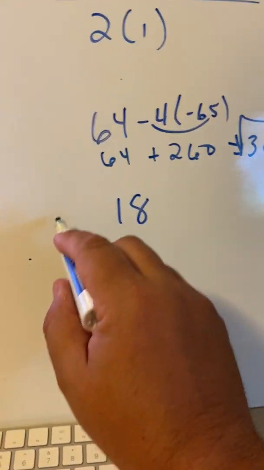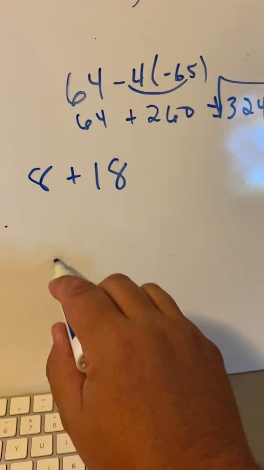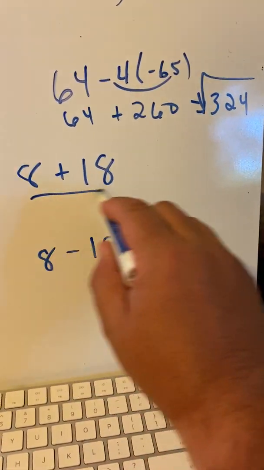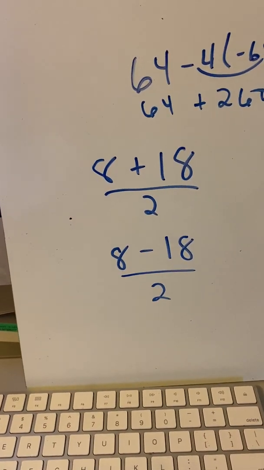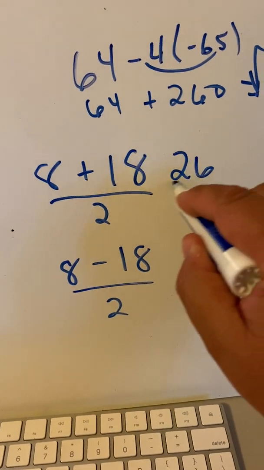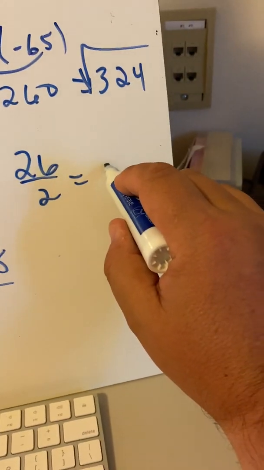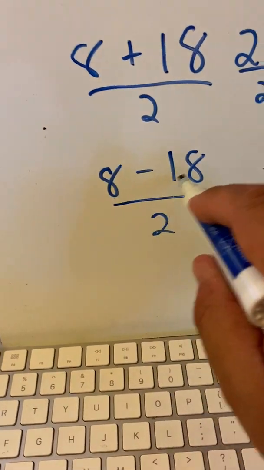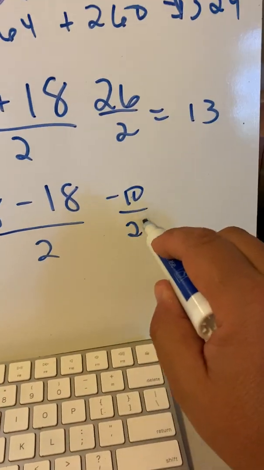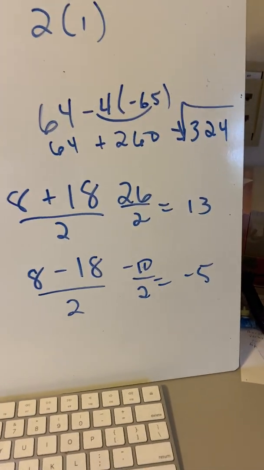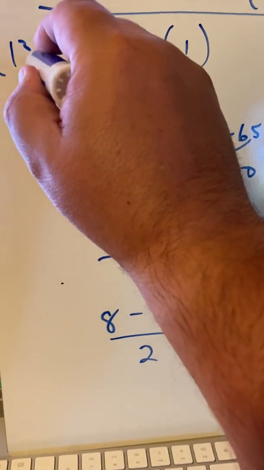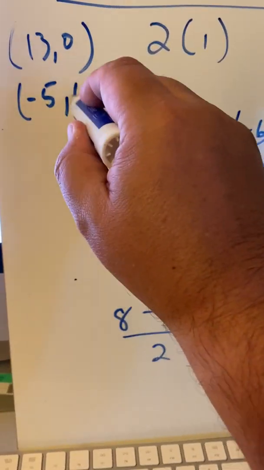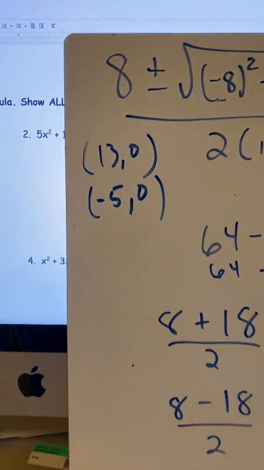Now this is the key. It's 8 plus and 8 minus 18, all divided by 2. So we're going to find two different answers. 8 plus 18 is 26, divided by 2, x equals 13. 8 minus 18 is negative 10. Negative 10 divided by 2 is negative 5. So our two solutions for this are (13, 0) and (negative 5, 0). Those would be my two solutions, my 2 points where it crosses the x-axis.